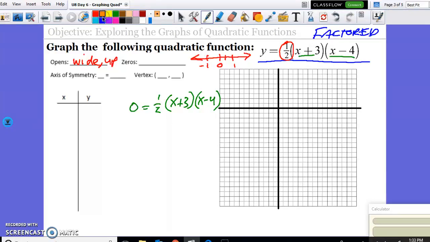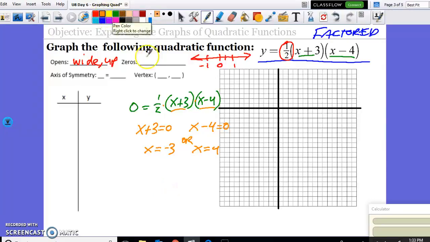Now again, by the zero product property, since all these are being multiplied together to equal 0, one of them has to be 0. 1/2 is 1/2, so it can't be that factor, but x plus 3 could be 0, and x minus 4 could also be 0. So if I use the inverse operations, I know x equals -3 and x equals +4. I shouldn't say and, it could be one or the other.